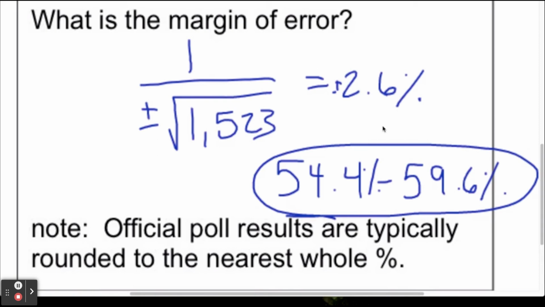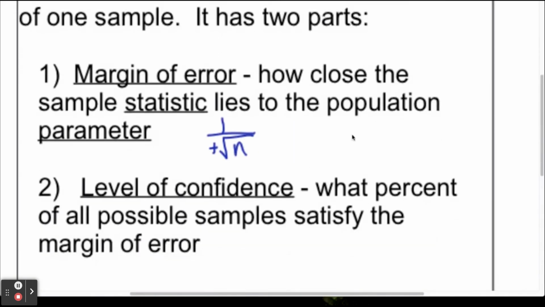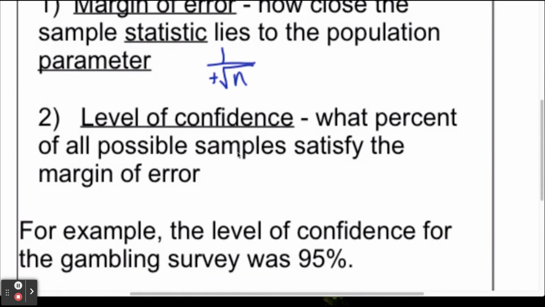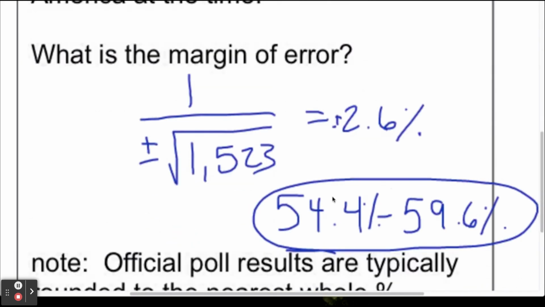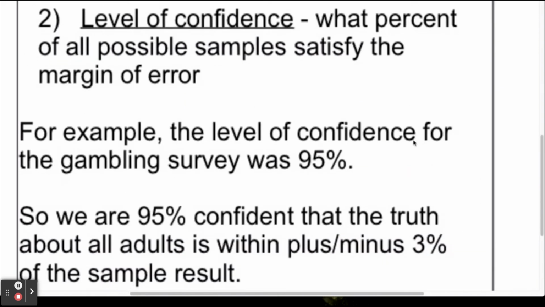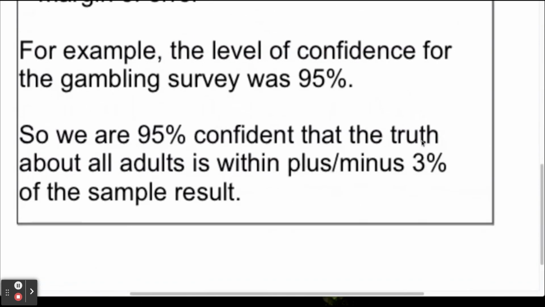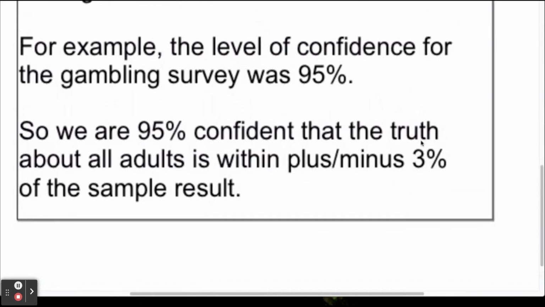Okay. And so what that then tells us is this level of confidence will tell us what percent of all samples satisfy the margin of error. What percent of all samples of the population would fall in this range? And so, again, there are ways to calculate this based on the margin of error in the different samples. But for the most part, we assume that a sample has a confidence level of 95%.